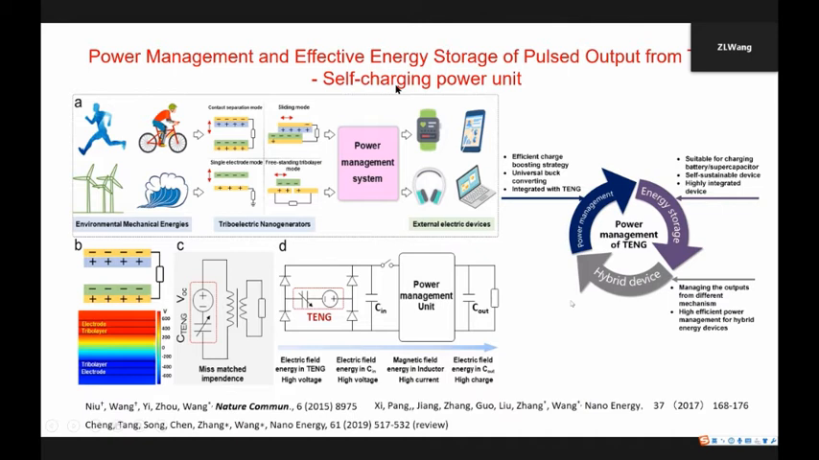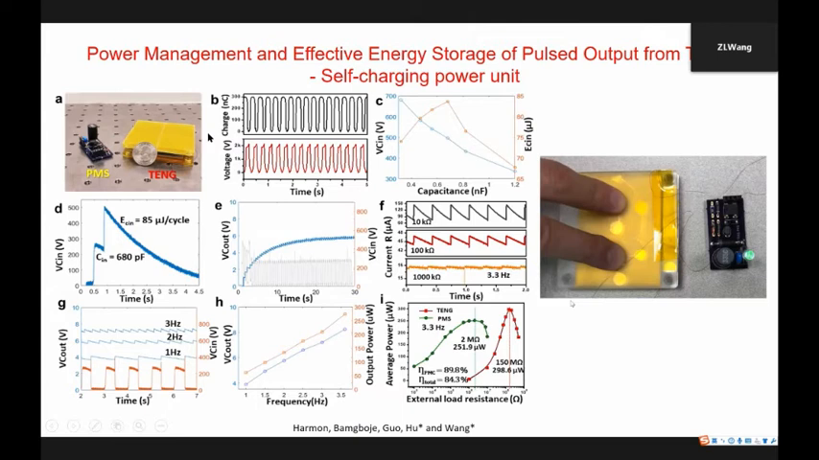It's a unit that can harvest energy, manage energy, and store energy, and then you can utilize the energy. So it's different from a battery. A battery is just a simple storage without the previous two components. All three components are equally important for this device application here. This is the reason we make the power management, because the TENG has a high output voltage and lower output current. Our purpose is to lower the voltage and raise the current.